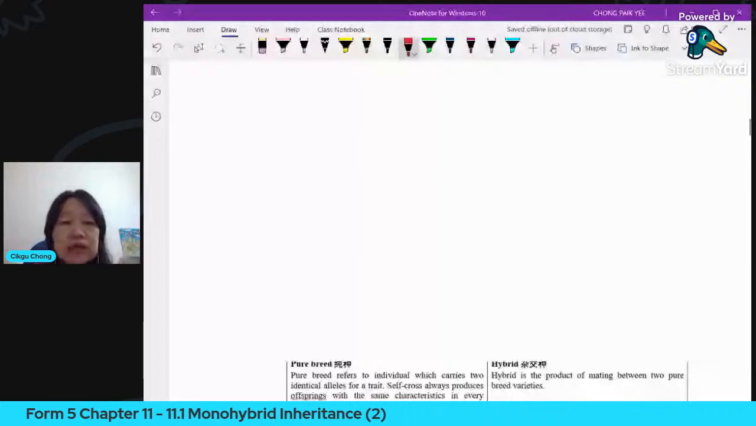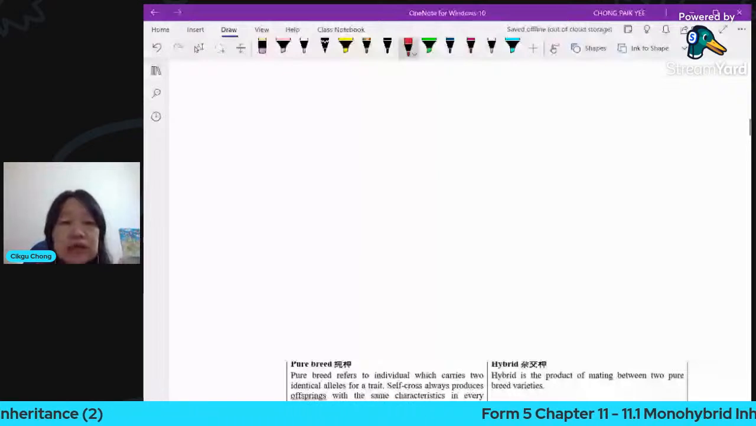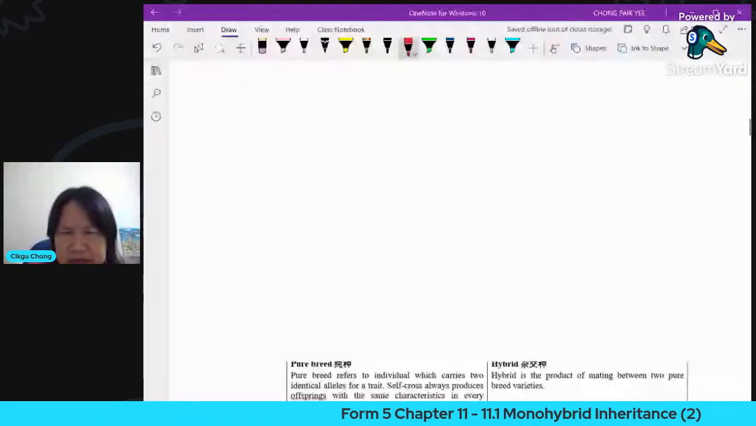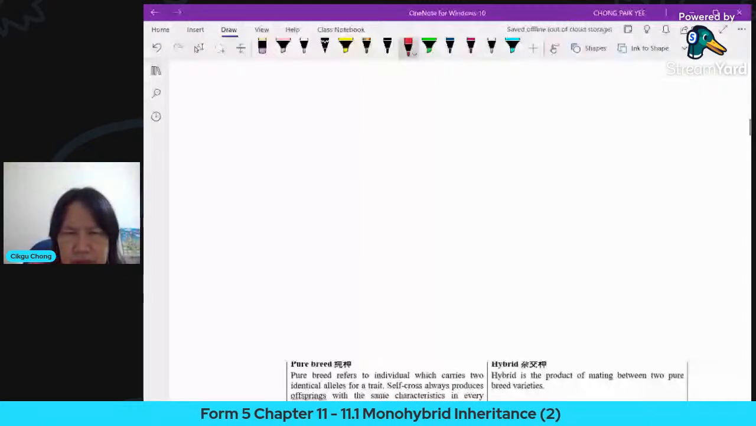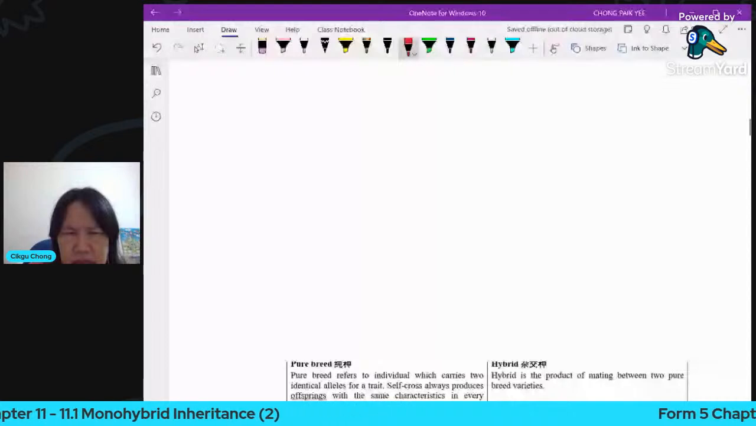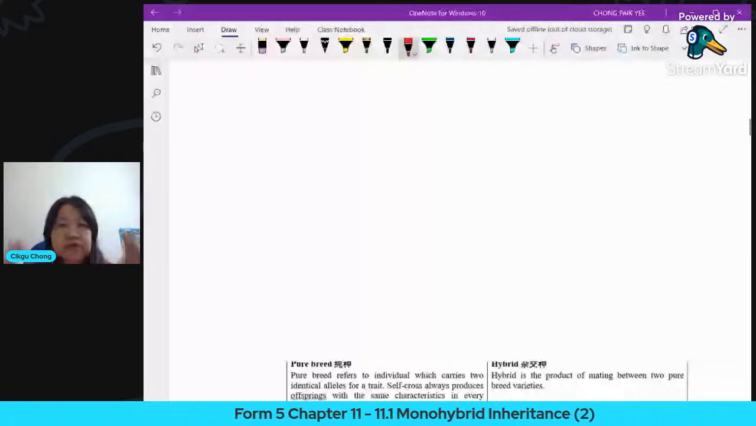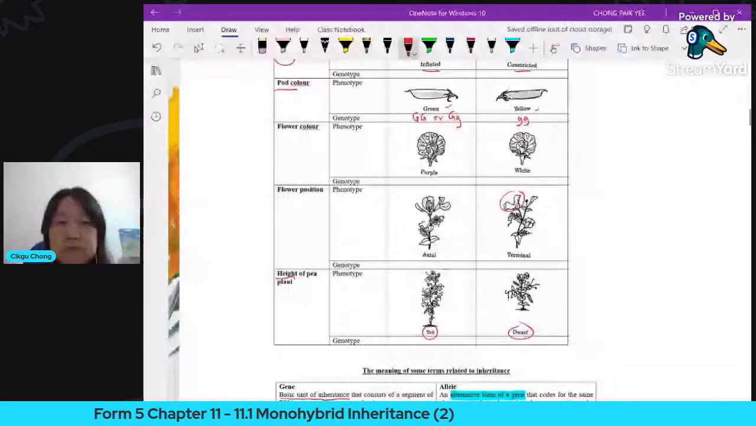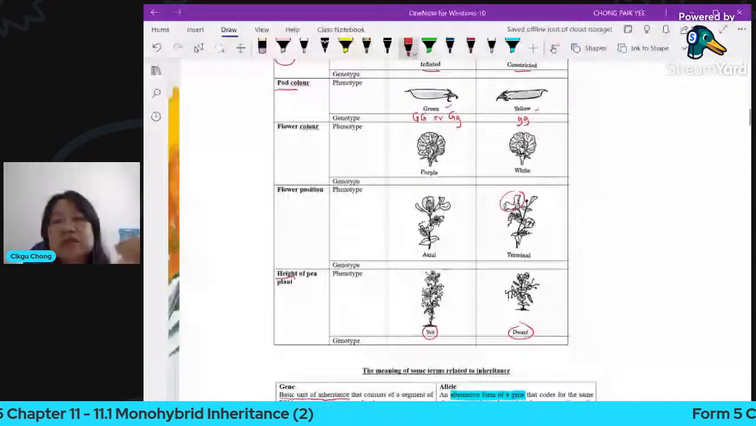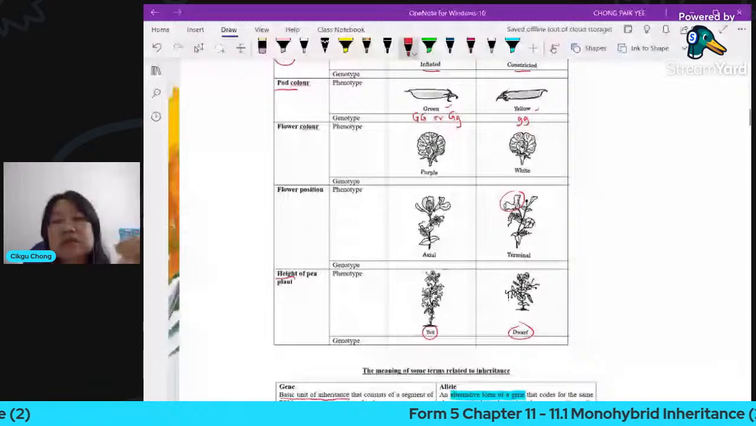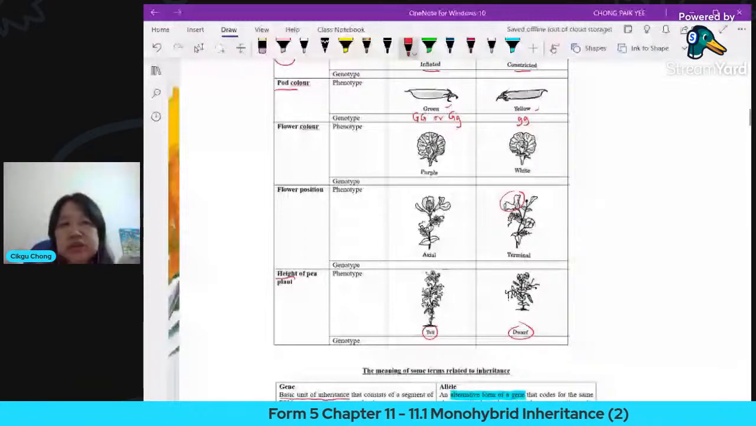Flower position is either axial or terminal. Terminal is at the end, the flower is at the end. Axial is in the branches, in between the branches. And the height, whether it is tall or dwarf. That's all. Very easy to see. So we call it contrasting traits. That's why he chose Pisum sativum. Basically, they have contrasting traits, and it's also very easy to have the next generation. The life cycle is very short. Very easily, you can finish your investigation in a short amount of time, and you can repeat as you need.